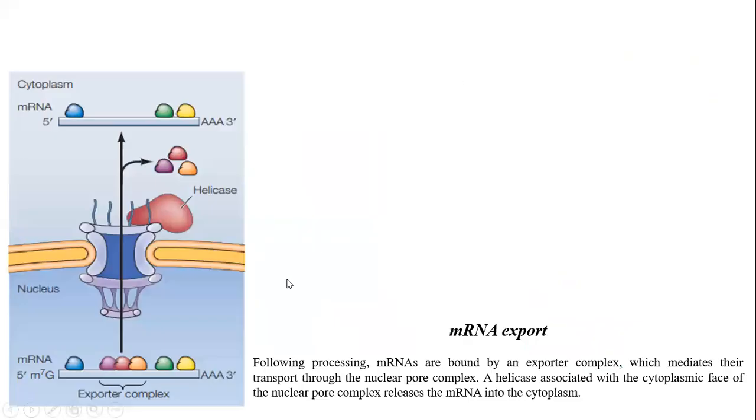Now same thing. So we have got the 5' mRNA cap here. Here poly A binding proteins are there. Now these are the additional proteins. These mRNAs are bound to the exporter complex, which will mediate their transport through the NPC. Then again, we have got the helicase. See, the exporter complex is bound over here. Now this helicase will help in removing these proteins, the exporter complex, and it will allow the mRNA to get released into the cytoplasm.